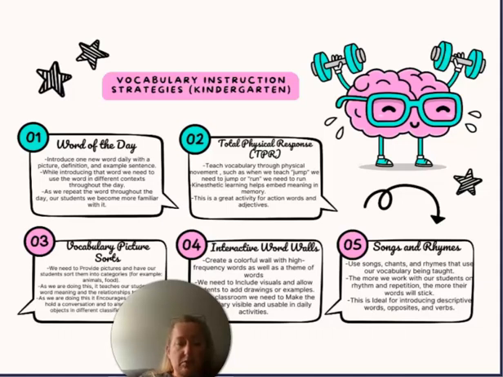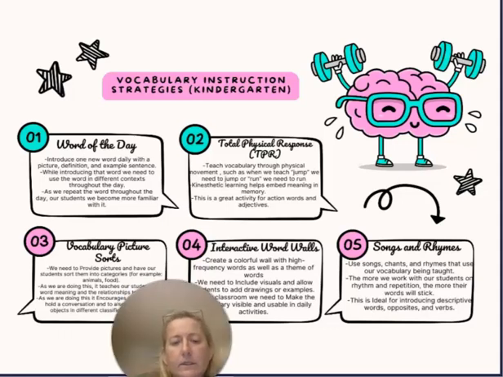Vocabulary picture sorts. We need to provide pictures and have our students sort them in categories. For example, animals go with animals, food with food. As we are doing this, it teaches our students word meaning and relationships between words. As we are doing this, we are encouraging our students to hold a conversation and to also put different objects in different classification areas.